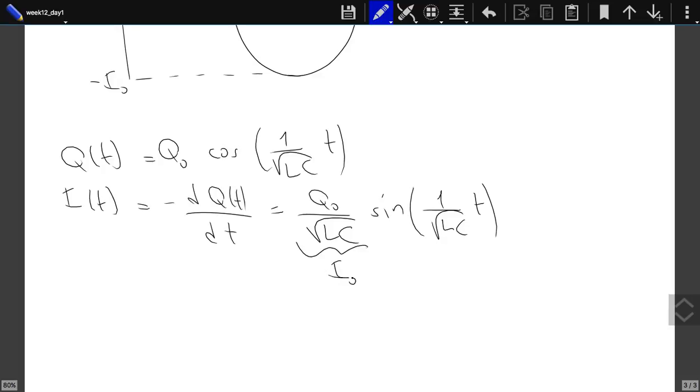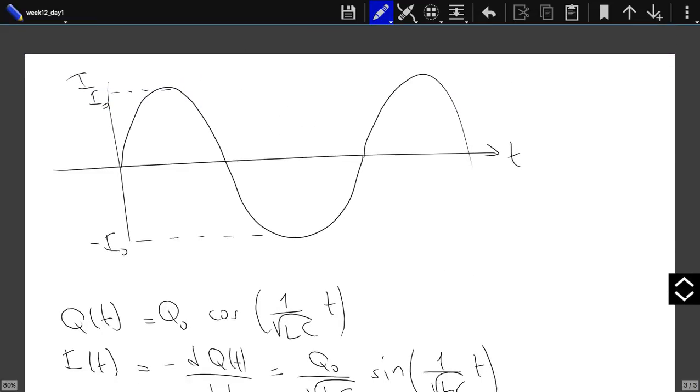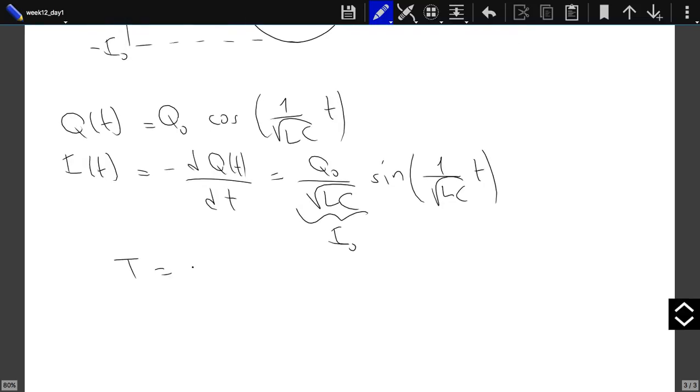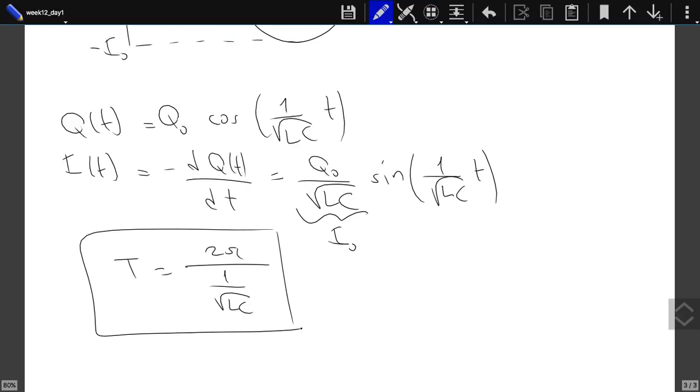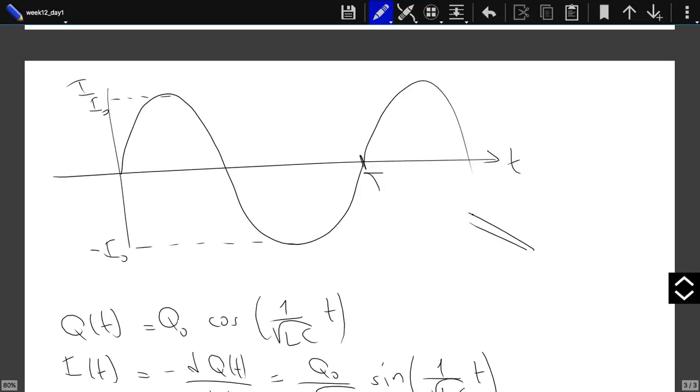It is oscillating between I0 and minus I0. The current will be constantly changing in time. Since there is no resistance in our circuit, it will always go from plus I0 to minus I0. It will never decay. The time it takes to complete one full cycle is T equal to 2 pi over 1 over square root of LC. Such a circuit that is constantly changing its sign is what we call an alternating current, or simply AC.